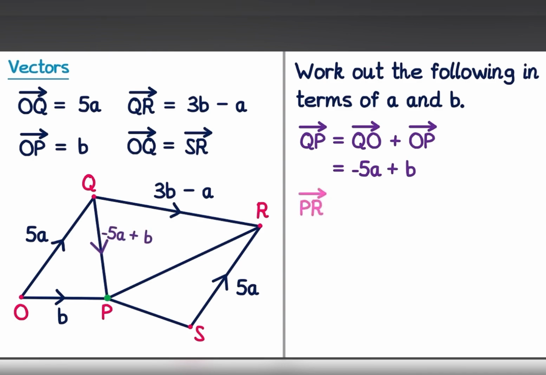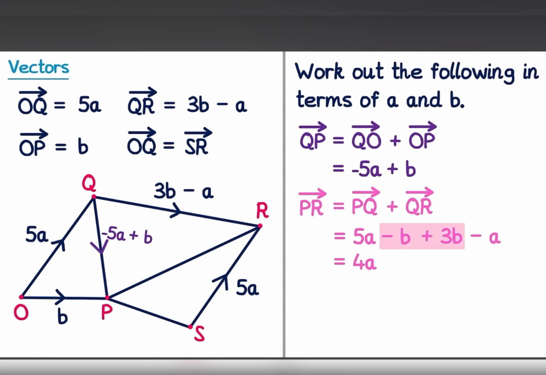Alright, you understood this one. Let us try to find PR. What is the way of reaching PR? We can go PQ plus QR. What is PQ? Negative of minus 5A plus B. Yes or no? We'll multiply minus 5A plus B by negative. It will give us 5A minus B. And what will we add? QR, that is 3B minus A. Negative A will cancel out. 5A minus A, 4A, minus B plus 3B, plus 2B.